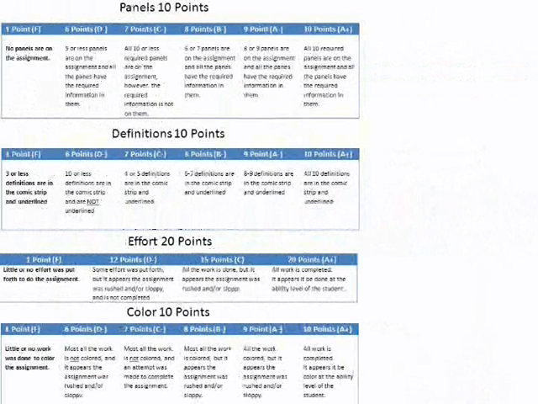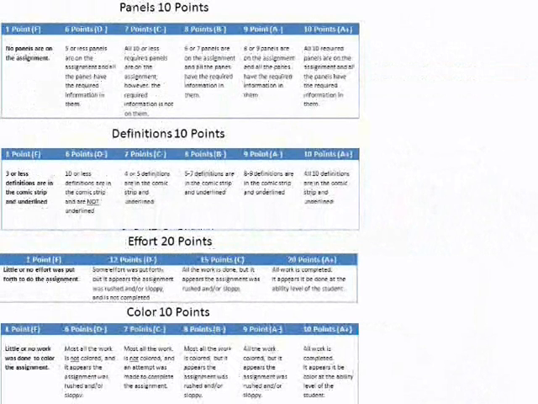So definitions, easy. If you underline all of them, you get 10 points. If you underline 8 to 9 of them, you get 9 points. If you underline 6 to 7 of them, you get 8 points. 4 to 5 of them, you're only going to get 7. If they are not underlined but they are in there, you're only going to get 6 points. And 1 point if you use 3 or fewer definitions.